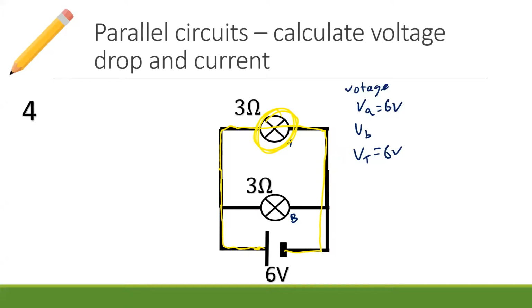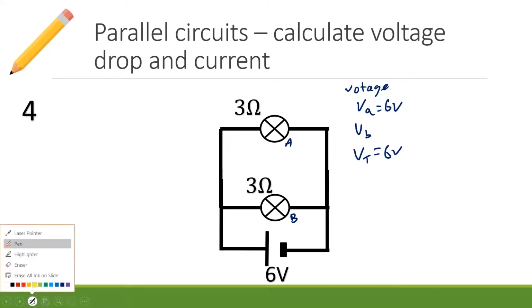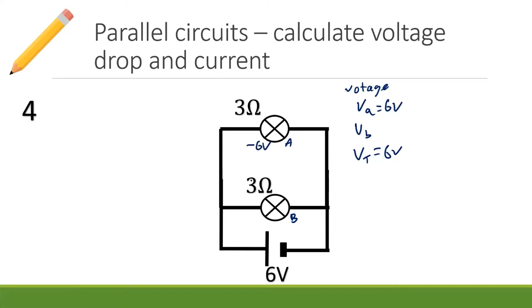It has nowhere else to lose its voltage. It can't lose its voltage here, it can't lose its voltage here. This is different to our example before where we had a series circuit, because there were multiple places for it to lose its voltage. In this case, we only have one place. So that means it loses all 6 volts here.